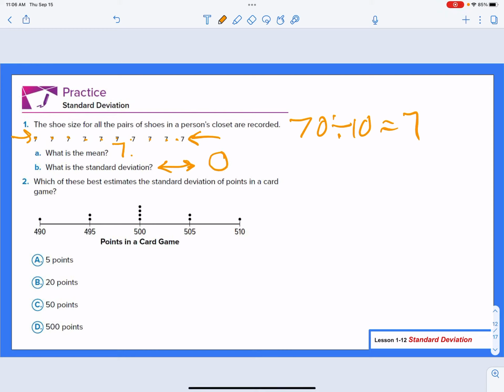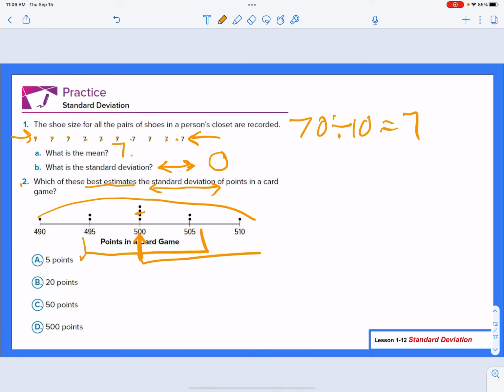All right, number 2. Which of these best estimates the standard deviation, the spread of the points in a card game? Looking at this spread, it's a nice bell-shaped curve. It looks like our median is about here, and we'd probably say that our mean is probably about here too. So when you're talking about how spread out the data is, is the data spread out about 5 points on each side, here to here? Is it spread out 20 points?